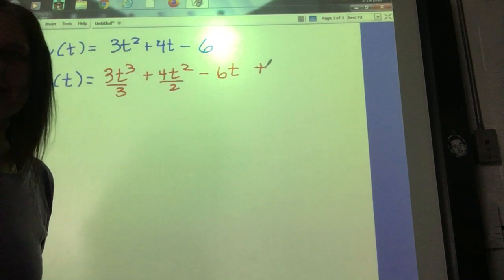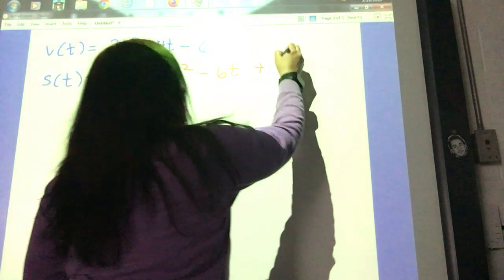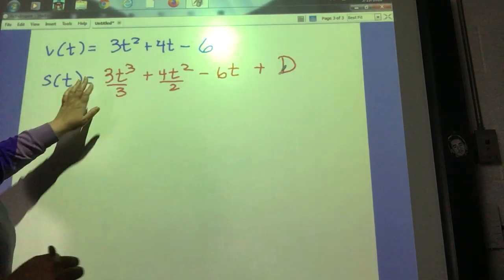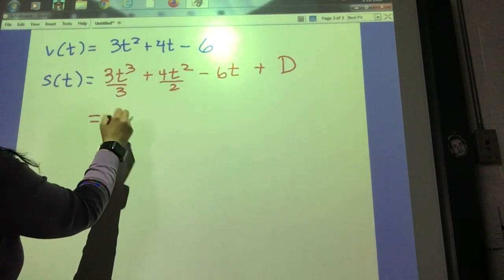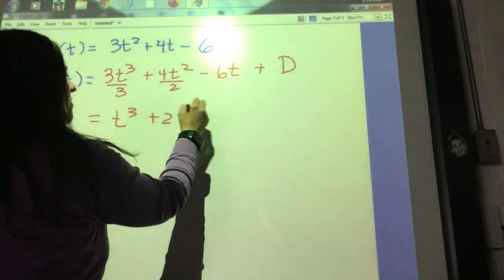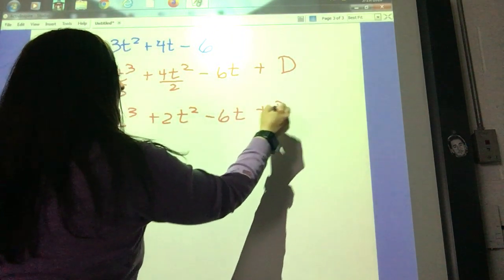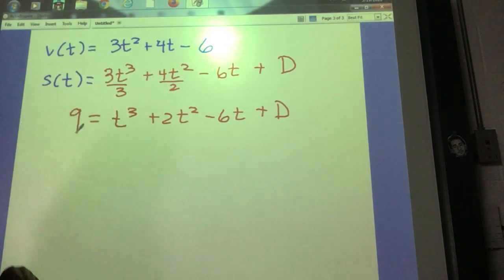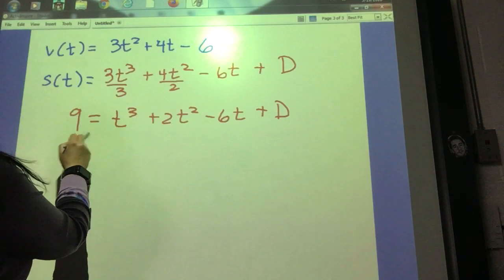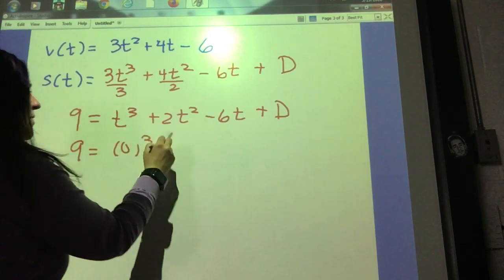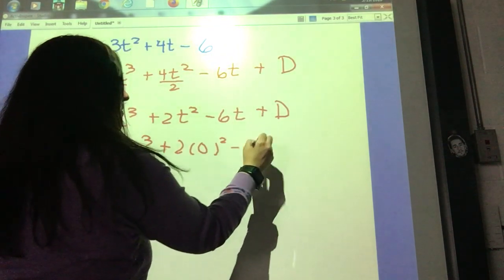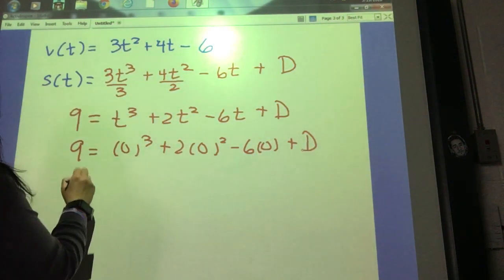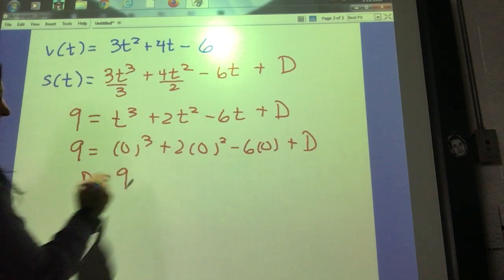Now, we've already used the letter C to represent something, so I'm just going to use D because we've already used C within this question. So we can clean this up a little bit. This gives us t cubed plus 2t squared minus 6t plus D. And again, the initial question told us that the original displacement was 9. And again, to solve for our constant, we would be setting all of our t's to 0. It's just the reverse of what we did when we worked through it the other way. So doing that, our D value is 9.